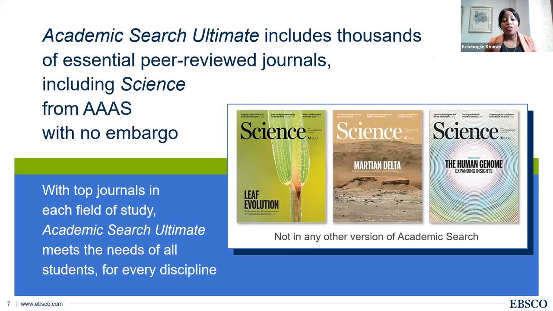Now, talking about peer-reviewed journals that are included here. Within the Academic Search Ultimate database, one of the popular journals that is included is Science. I must point out that this particular journal is exclusive to the Ultimate database. I know some of our customers subscribe to Academic Search Complete or Academic Search Premier, for example, but this popular journal is not included in those databases, but is exclusive to the Ultimate. So I do encourage you to upgrade to the Ultimate if you would like access to this popular journal.